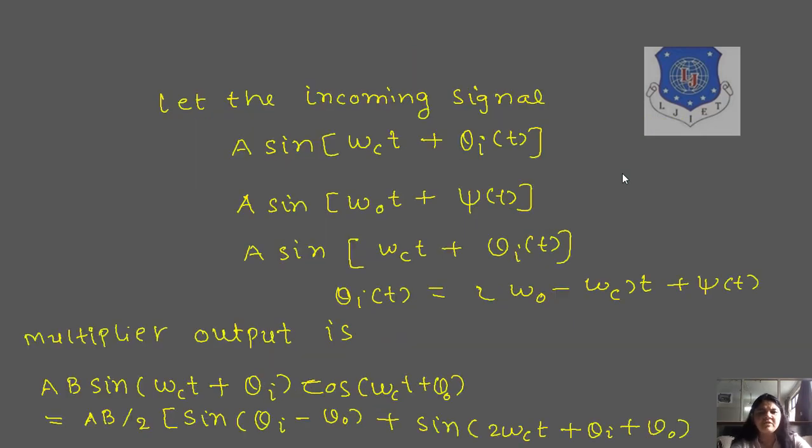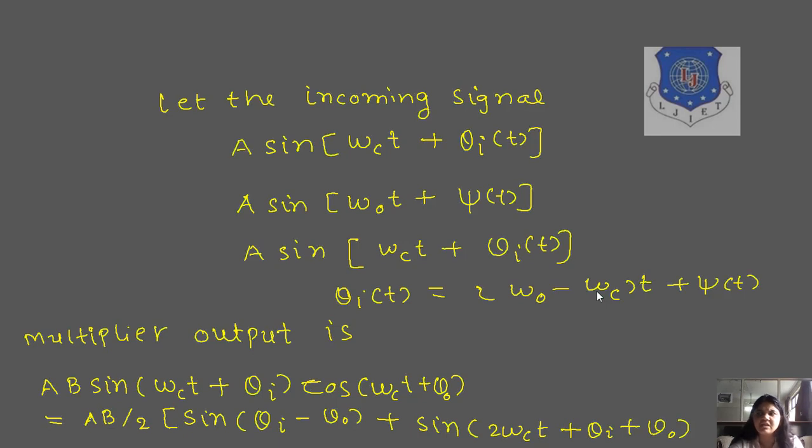Now we'll do some further analysis of this kind of PLL. Let the incoming signal be A sin(omega c t plus theta i(t)). If there is some phase change, then the equation would be A sin(omega 0 t plus psi(t)). But if it does not happen, then the incoming signal is A sin(omega c t plus theta i(t)), where theta i(t) is equal to (omega 0 minus omega c)t plus psi(t).